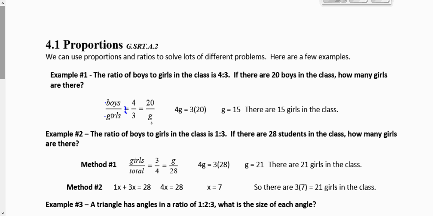Well, let's see, right? Just cross multiply. 4G equals 60. Divide by 4, you get 15 girls in the class. Okay?